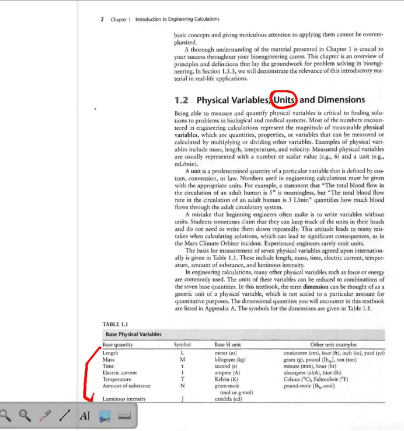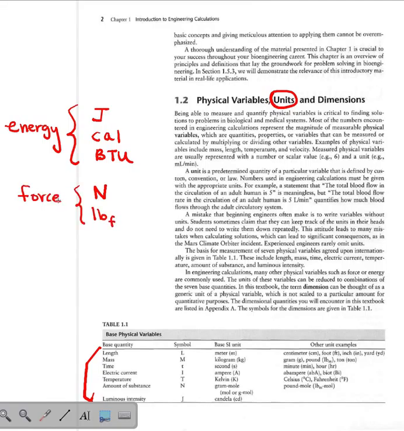Examples would be joule, calorie, and BTU. These are units of energy. There's Newton and pound force. These are units of force. You need to be familiar with various densities. We often talk about grams per cubic centimeter, pounds per cubic foot. Those are just some of the derived units that you'll become intimately familiar with as the semester goes on.